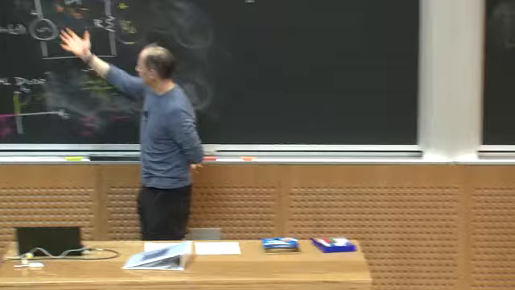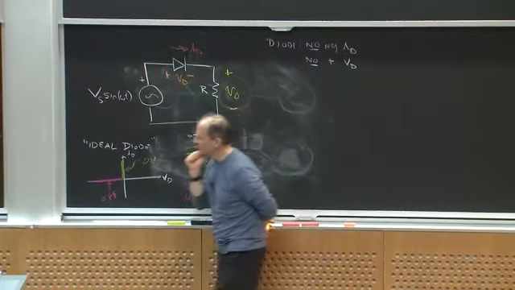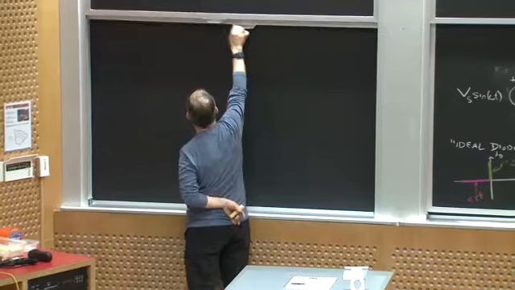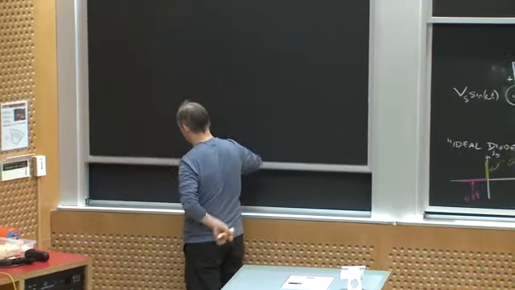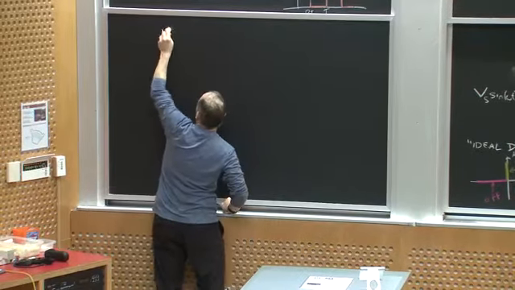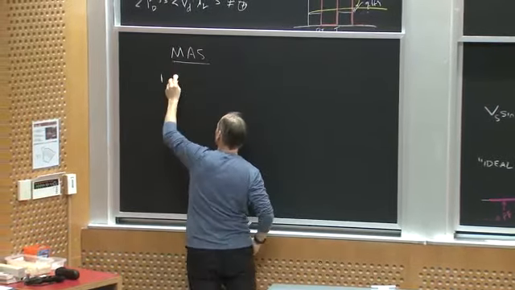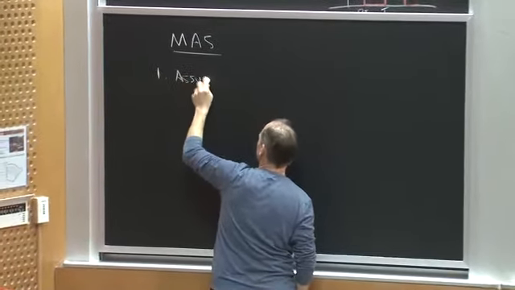What would I do here? Well, what we would tend to use is something known as the method of assumed states. Okay? And here's the method of assumed states, or MAS, as I'd call it. One, assume a state for each switch.